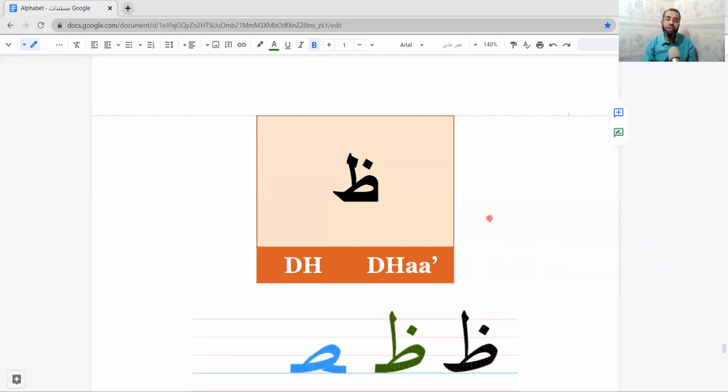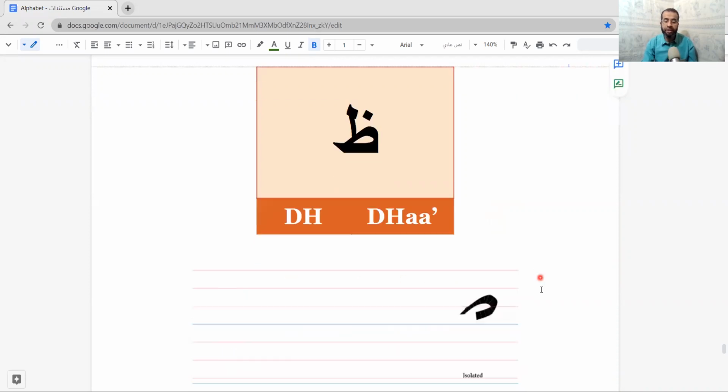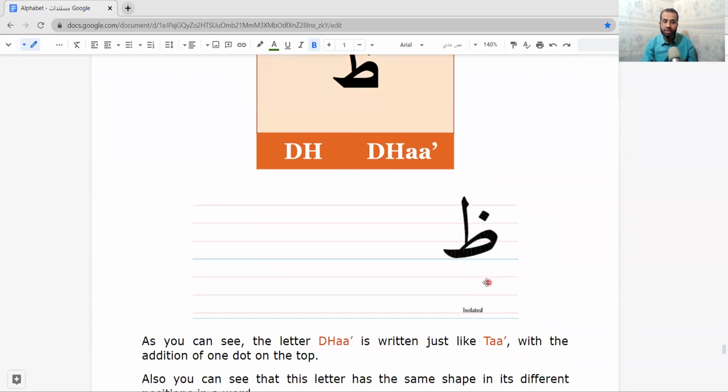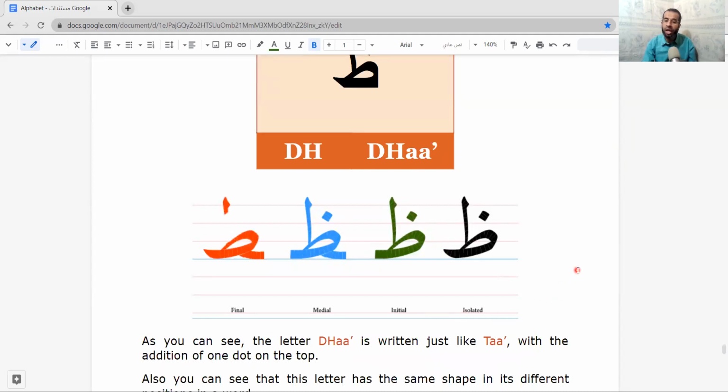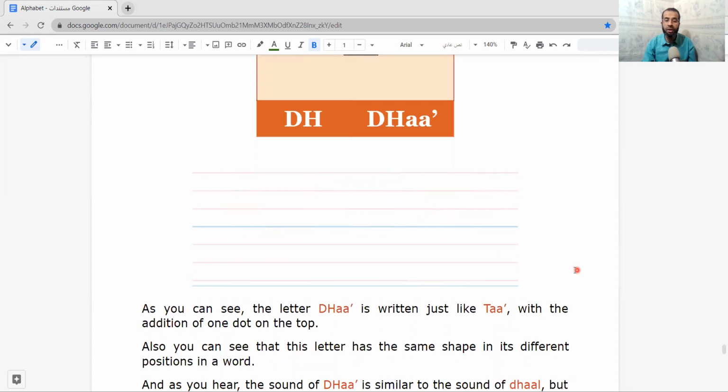Now we have reached the last letter. It's va, va, va, va. It's written like this. And as you can see, the letter va is written just like ta with the addition of one dot on the top. Also, you can see that this letter has the same shape in its different positions in a word.